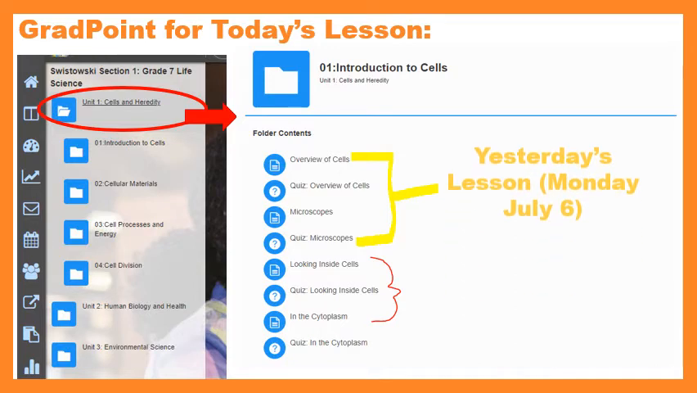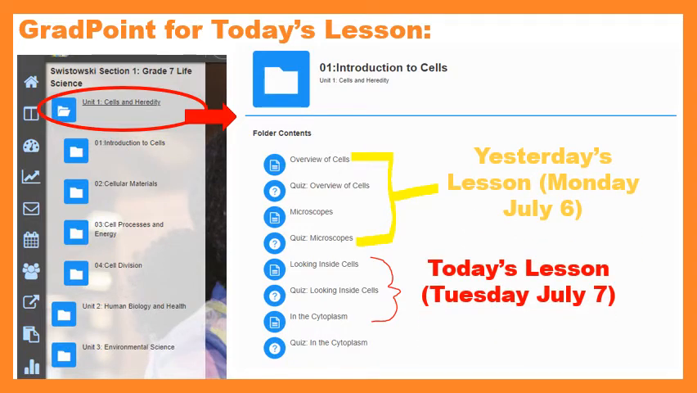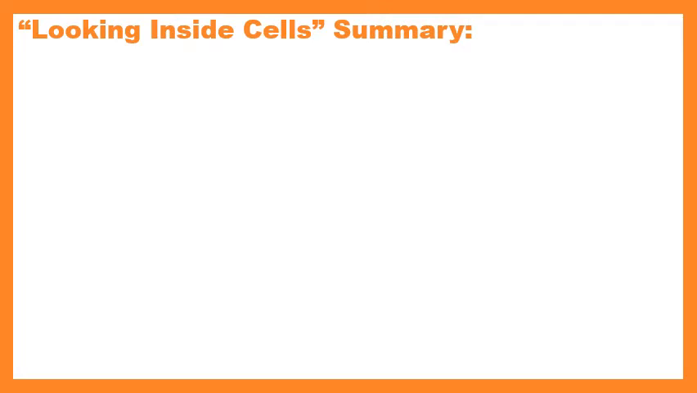And yellow is what we did yesterday on July 6th, and red is what we're going to do today, looking from cells all the way to the cytoplasm. So that's today's lesson. All right, let's get started on the Looking Inside Cells summary. Remember, a summary is not all the information, it's just the most important information that is narrowed down for you. So if it seems random right now, it's because you've got to go back and read GradPoint. But while you're reading, I want you to think of these main points.